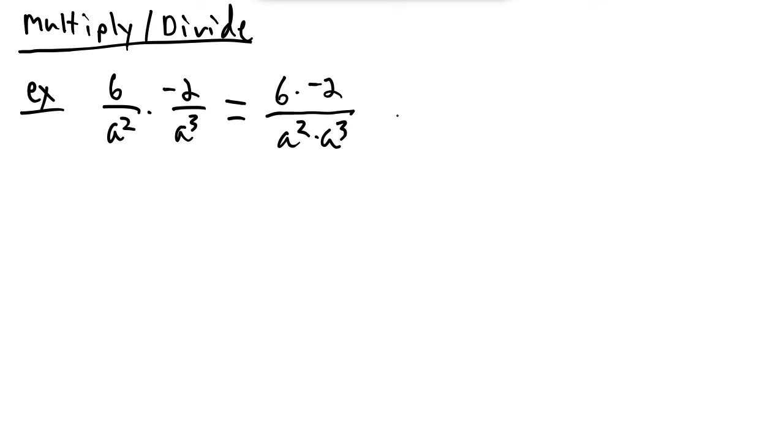So this is a squared times a cubed. And now we just simplify. 6 times negative 2 is negative 12. And a squared times a cubed, remember when these are multiplied together, we add the exponents. So this becomes a to the 2 plus 3, or a to the 5th. All right, so that one's pretty simple.